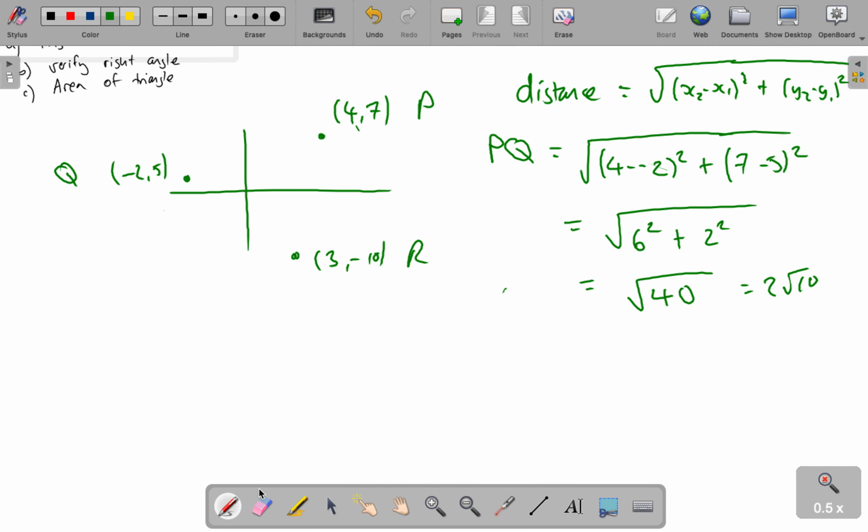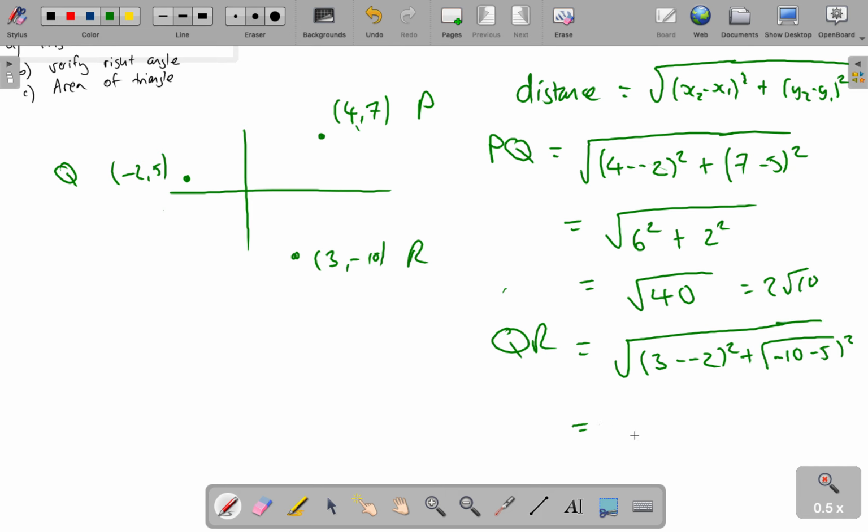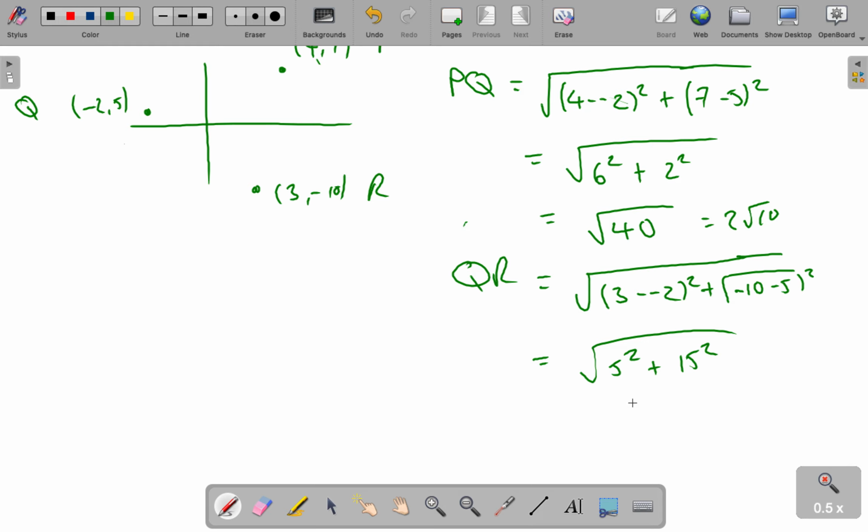The next distance we're going to do is QR. So QR is equal to the square root of (3 minus -2) squared plus (-10 minus 5) squared. So altogether this would equal the square root of 5 squared plus 15 squared, which we can simplify down to equal the square root of 250, or equal to 5 root 10.